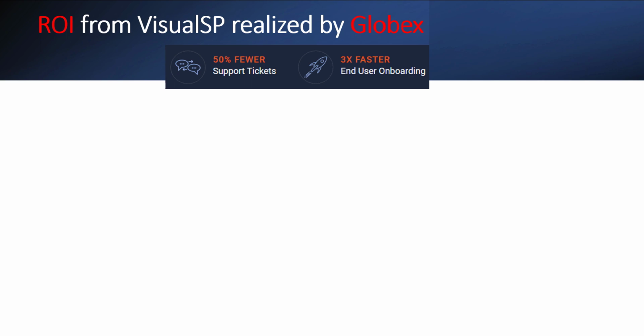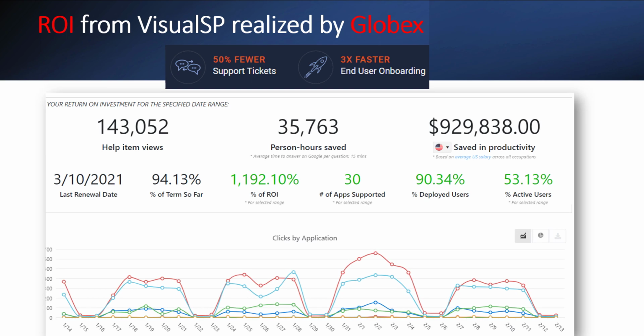Now, in addition to all that, since Globex had laid out VisualSP to many different applications within Dynamics 365 and Microsoft 365, they had this dashboard that they could look at any point in time to see how much the system was being used, how many person hours were saved, and the exact money savings and productivity. They could also see the exact percentage of ROI they were getting on a regular basis, among other things.